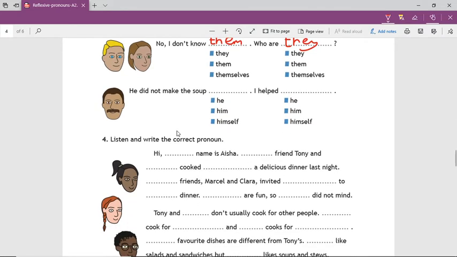Next question. He did not make the soup. Blank. I helped blank. So in this case it's he did not make the soup himself. I helped him.